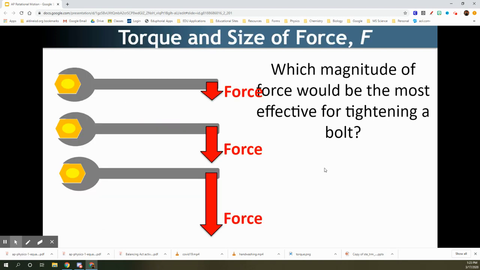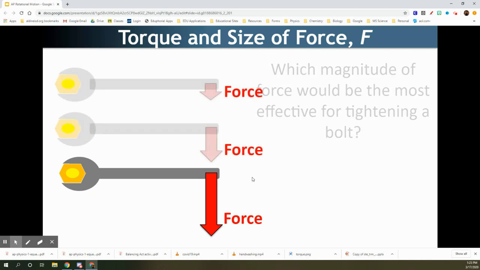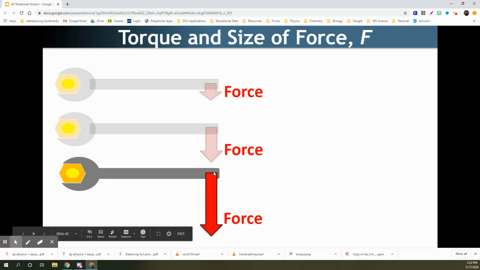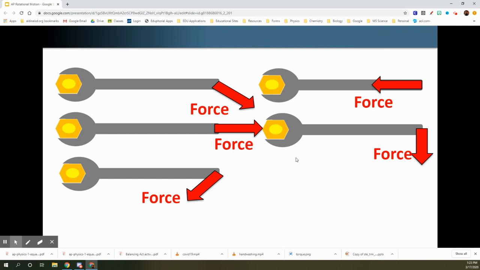So then we went over size of the force, and we found that, again, number 3 will apply the most torque, because as you add more force, then you're going to give it a greater torque, which would tighten the bolt or loosen the bolt better than the other two. Then the last one we went over was looking at the angle, and just remembering that the angle is most effective at 90 degrees.